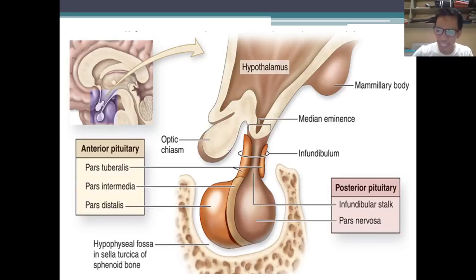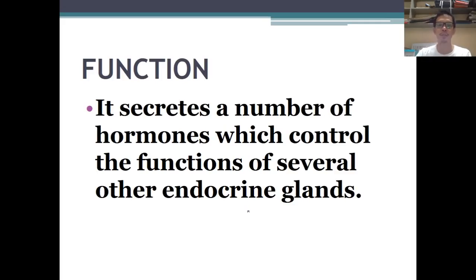Okay, the pituitary gland is also divided into two locations. We have the anterior pituitary gland and we have the posterior pituitary gland. Since it is divided into anterior and posterior, it tells us that these parts of the pituitary gland secrete different hormones and target different organs respectively. Alright, so what are those? Let's start first with the function of this pituitary gland.